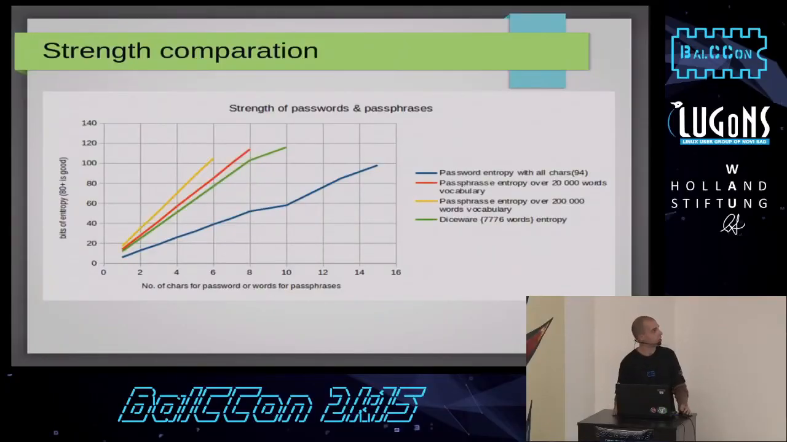So a 7-word passphrase chosen from Diceware, which is a very small dictionary, though, has the same strength as a 13-character password. And if you're using a very long dictionary for creating passphrases, that's the yellow one, you'll need approximately only 5 words. So for passphrases, it all depends how big your dictionary is when choosing the random words.